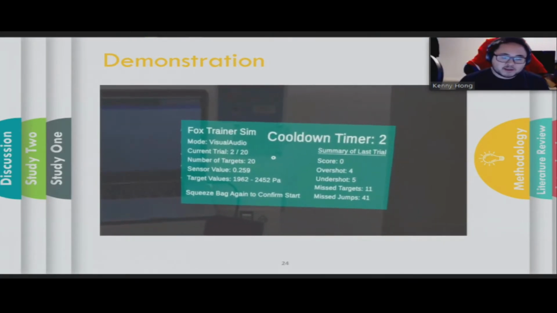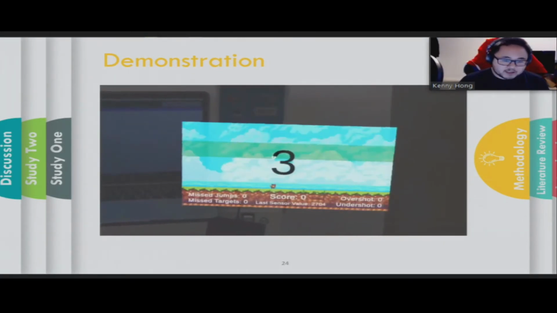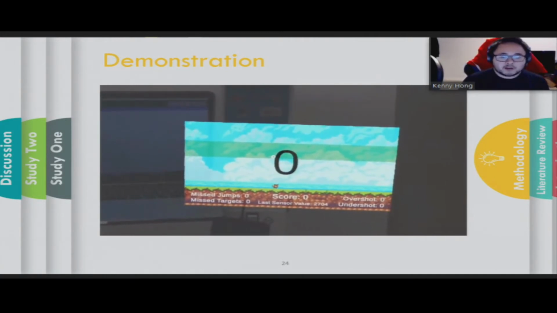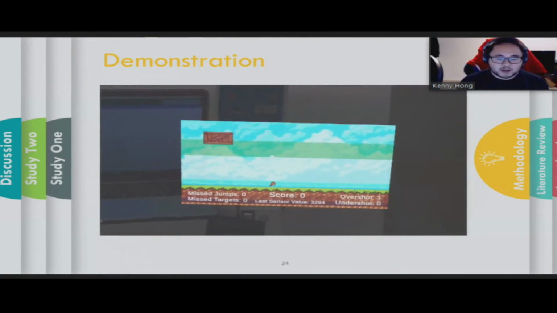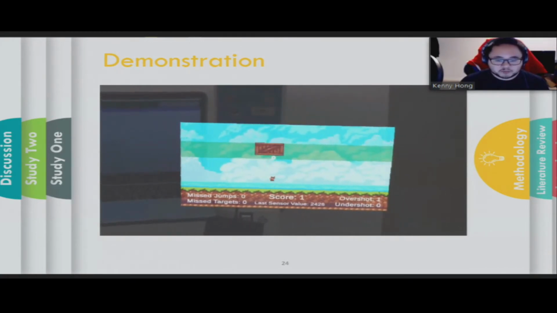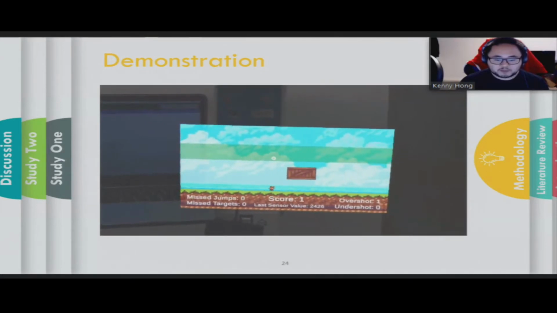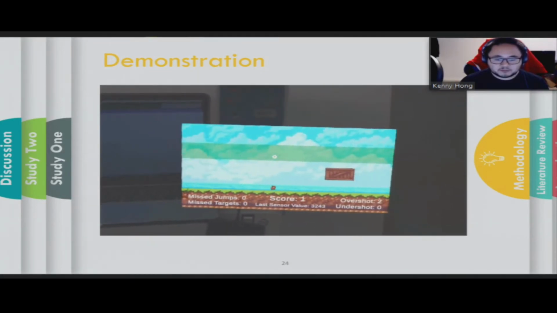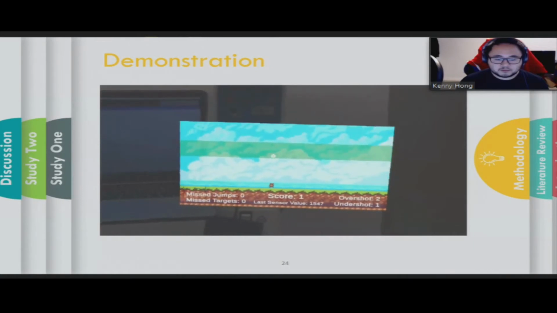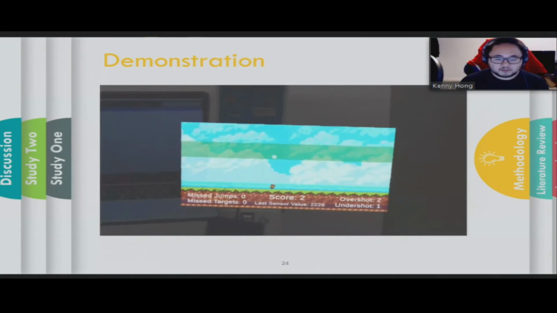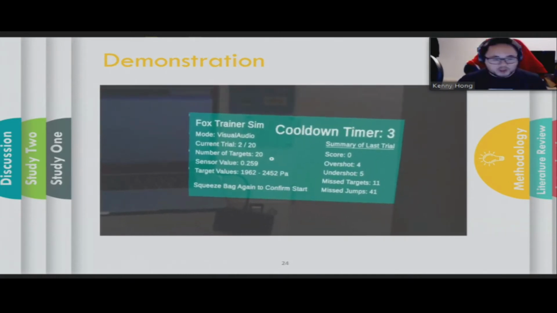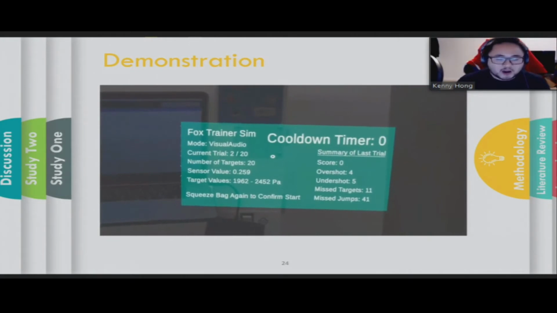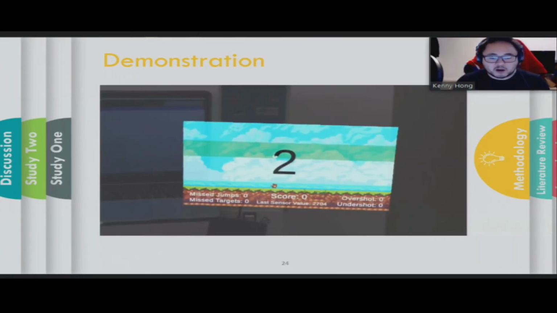So as I compress, we go, and then I compress again to start the game. And now the fox is running across the screen. As you can see in the background, it's the bed. I compress, too much pressure, just the right pressure. Yeah, so that is an example of what it looks like. On the side, there's information on how well you did after each trial.